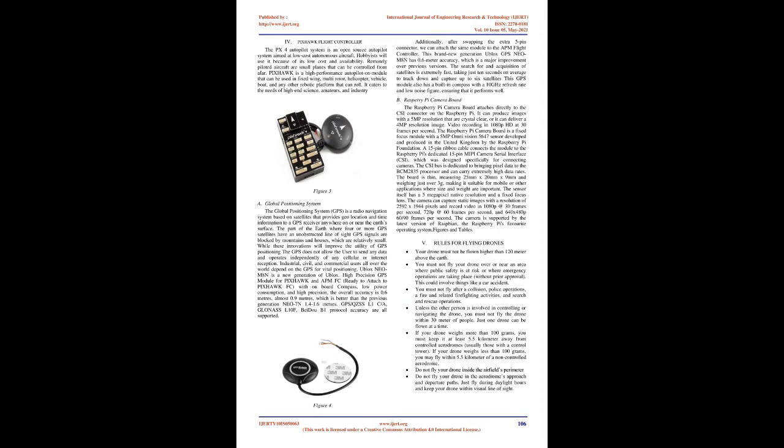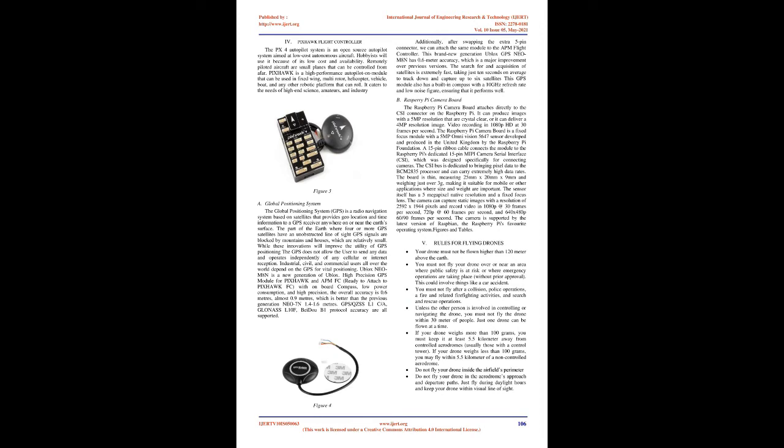Figure 3. Global Positioning System. The Global Positioning System, GPS, is a radio navigation system based on satellites that provides geolocation and time information to a GPS receiver anywhere on or near the Earth's surface, where 4 or more GPS satellites have an unobstructed line of sight. GPS signals are blocked by mountains and houses, which are relatively small obstacles.